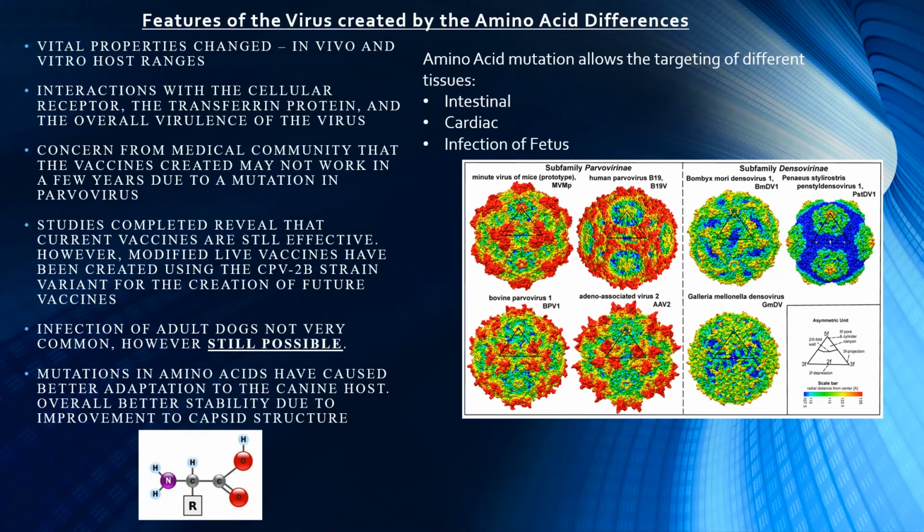Here are some features that I wanted to go over. Again, these small changes in amino acids have allowed it to target different kinds of tissues as well as the GI tract. And it's also been revealed that the original CPV vaccine that was created may not be quite as effective as we thought before because of these new strains. And these mutations in the amino acids have really allowed it to be better suited for attacking the canine host.